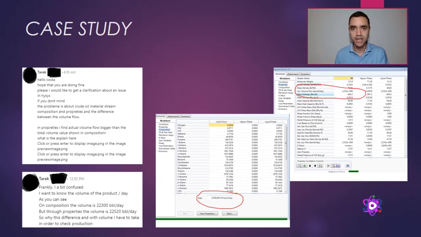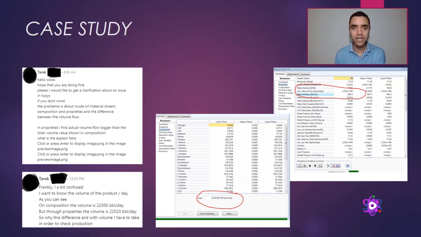And as you have seen in this live session, the differences are because they have different bases. The actual volume flow is based on the operating conditions, pressure and temperature, and the liquid volume flow is based on 60 Fahrenheit and 1 atm conditions. So if the process is not running at 60 Fahrenheit and 1 atm, the mass density will not be the same, and these values will not be the same because of that.